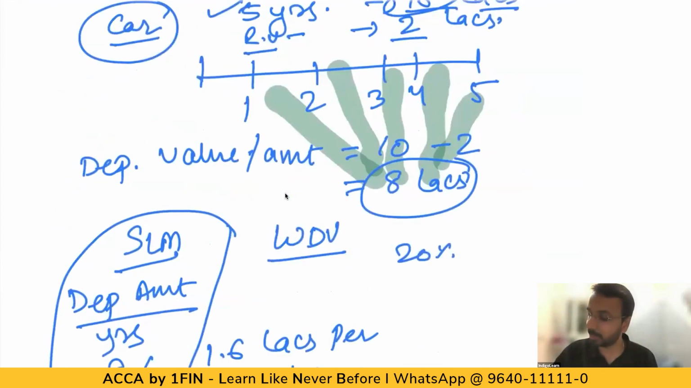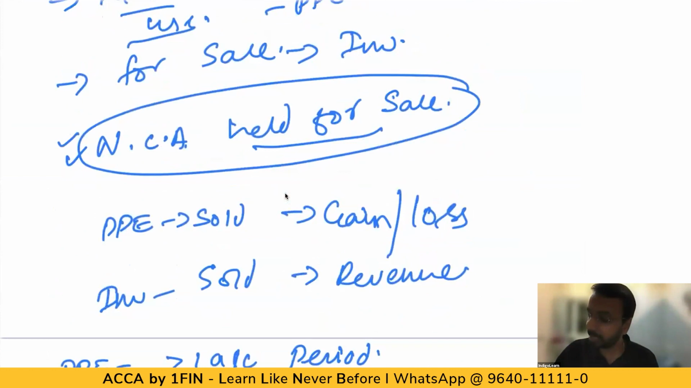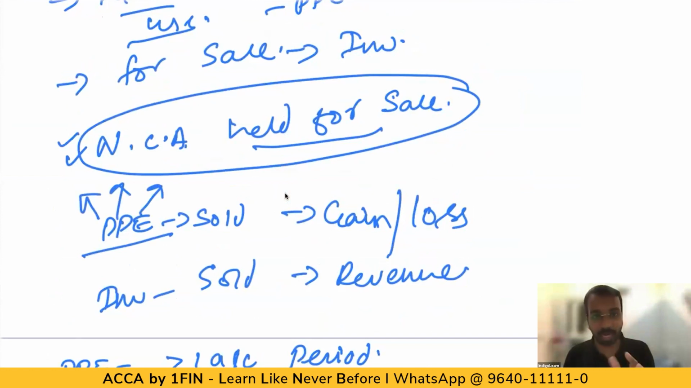Whereas here, PPE stands for property, plant and equipment. Property is your land and building, plant is the plant and machinery, and equipment relates to plant and machinery. So your air conditioning system, your factory machinery and all of those are covered under plant and equipment.